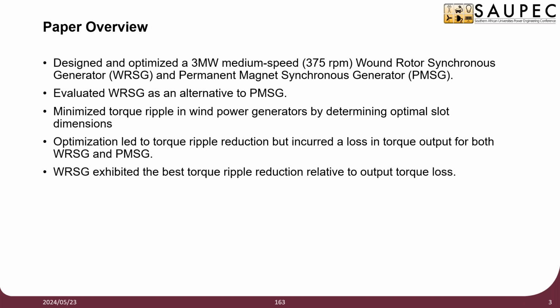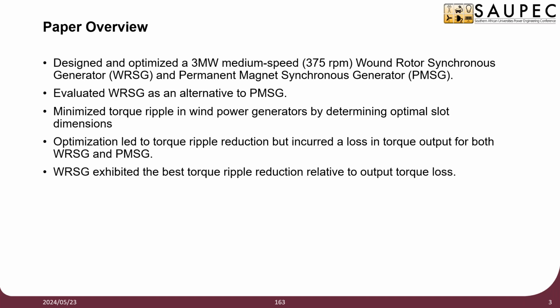Generators for wind power conversion require a low torque ripple, as a high torque ripple will result in wear over time and create structural issues in the wind turbine. The study involved the design and the optimization of a 3 megawatt medium speed wound rotor synchronous generator and a permanent magnet synchronous generator. These were then compared to determine if the WRSG is a good alternative.